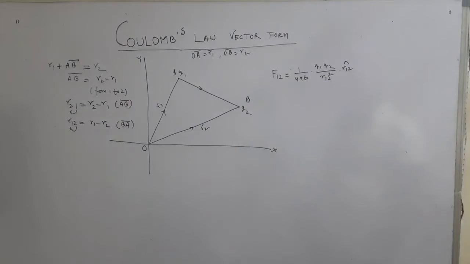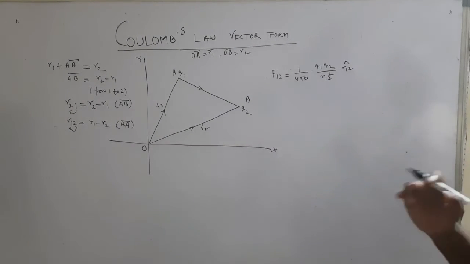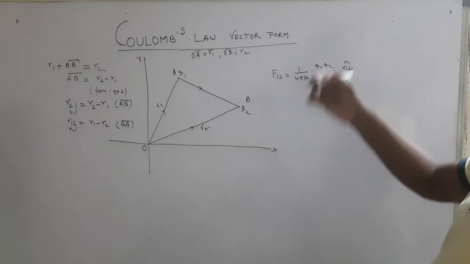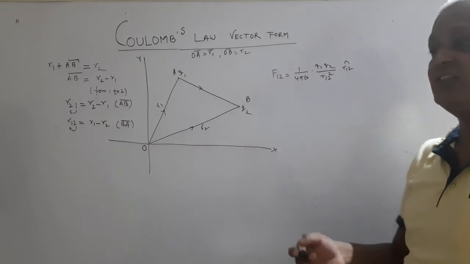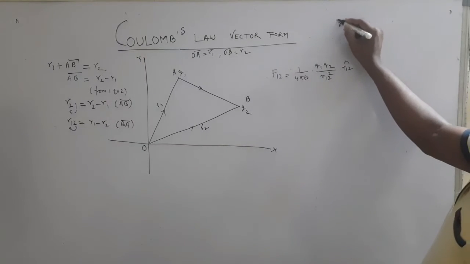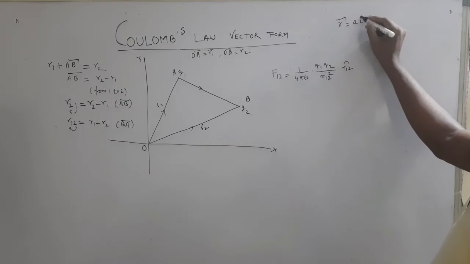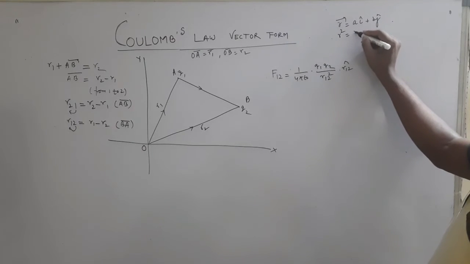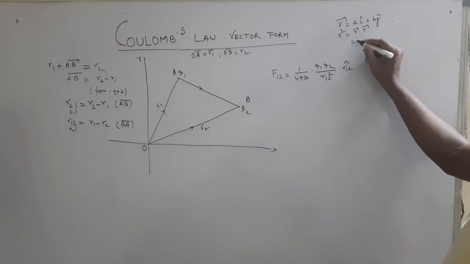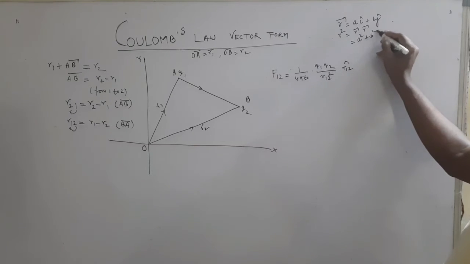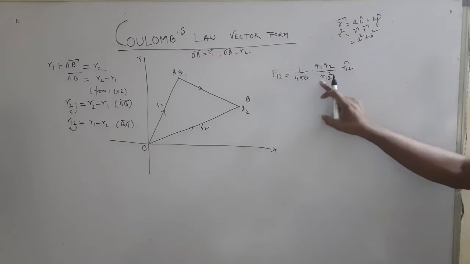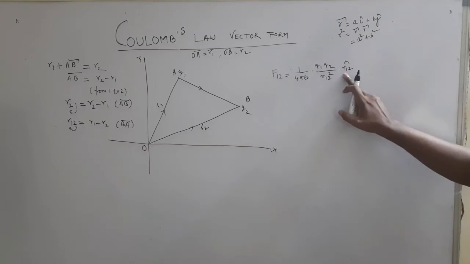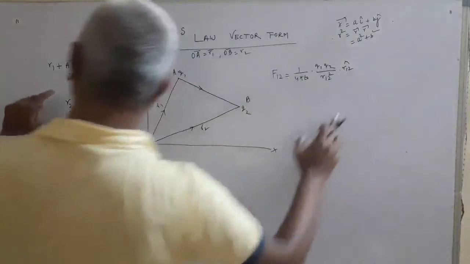So R12 square means that when you have the square of a vector quantity, it becomes directly a scalar quantity. For example, if you do not understand the vector, suppose R bar is A i cap plus B j cap, so R square is R bar dot R bar, and this will be nothing but A square plus B square. So this is just a pure scalar quantity. Now the direction is from 1 to 2, so R12 is just like this here.